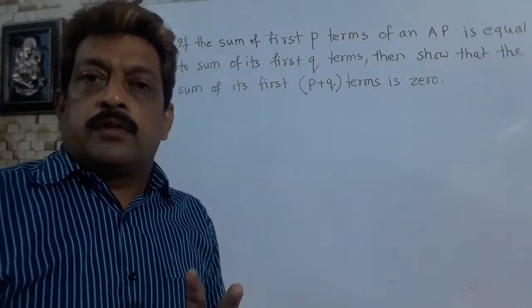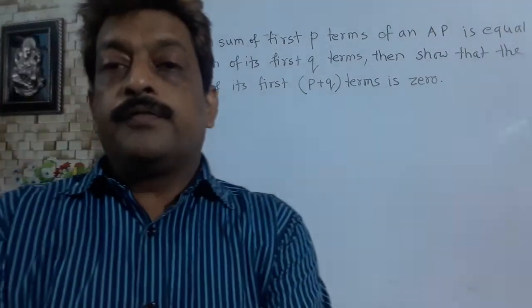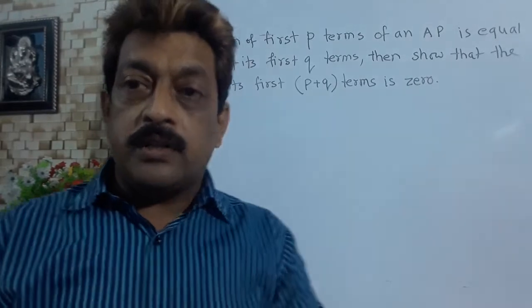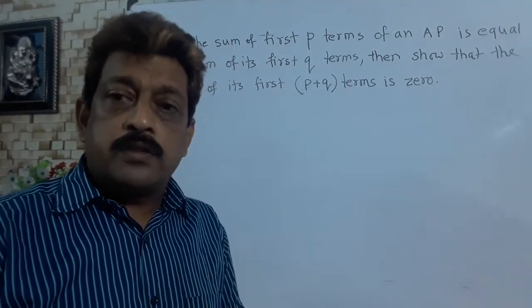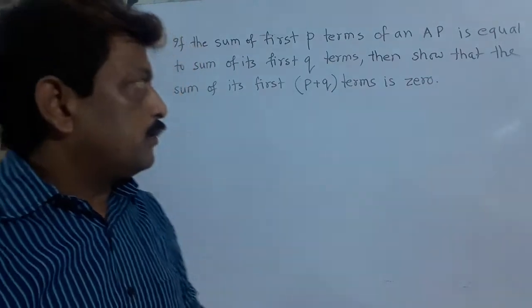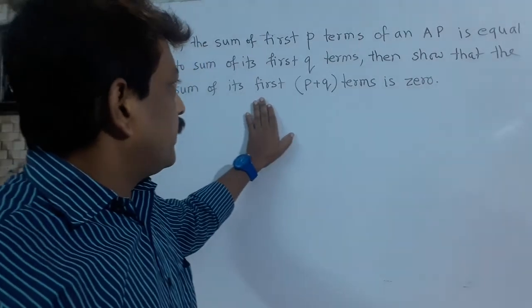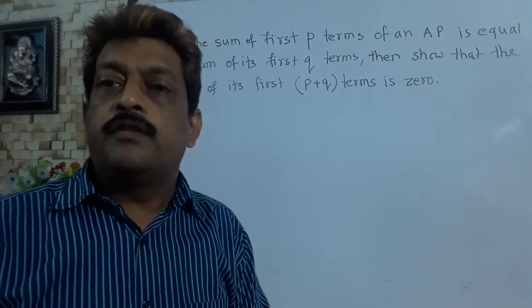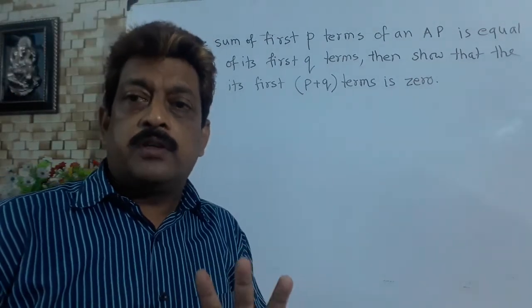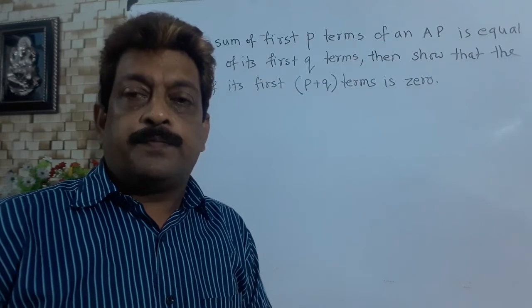So I hope you are getting the meaning of the question. The sum of first p terms is equal to the sum of its first q terms. Then we have to prove that the sum of its first p plus q terms is 0.